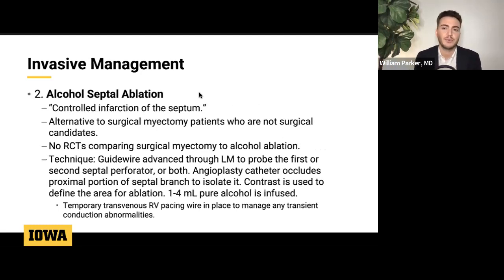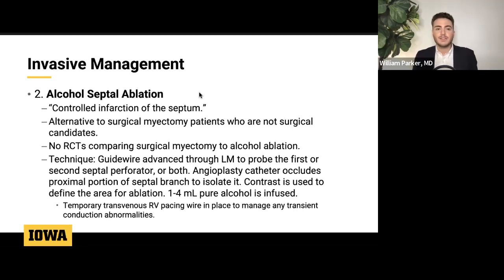The alternative to surgical septal myectomy is alcohol septal ablation. It's essentially described as a controlled infarction. Basically, we're giving them an MI selectively of blood vessels perfusing the septum. It's an alternative to surgical myectomy in patients who are not surgical candidates. There have been no randomized controlled trials comparing surgical myectomy to alcohol ablation.